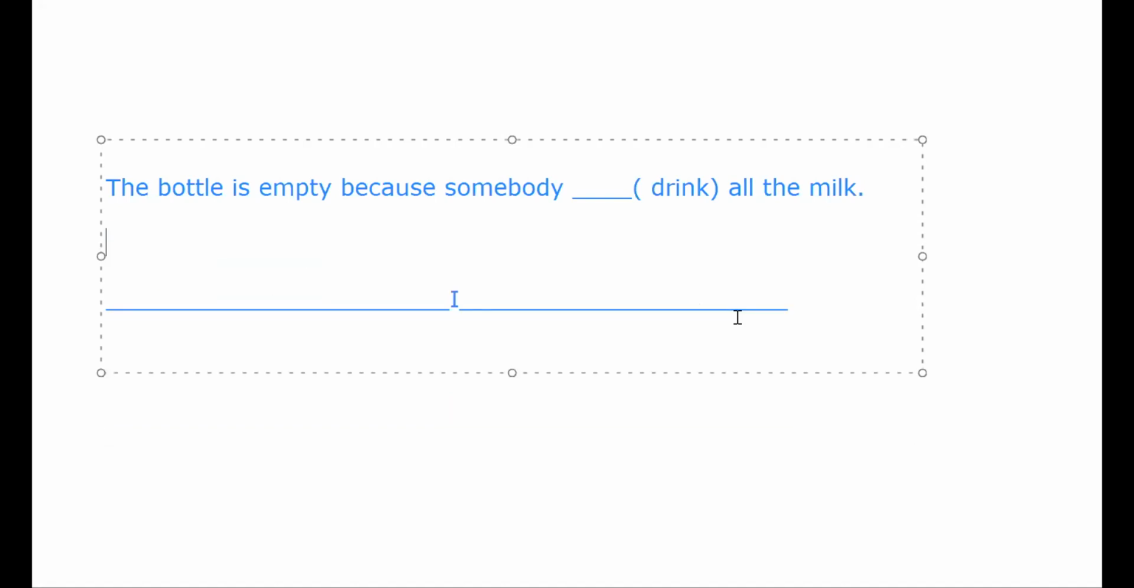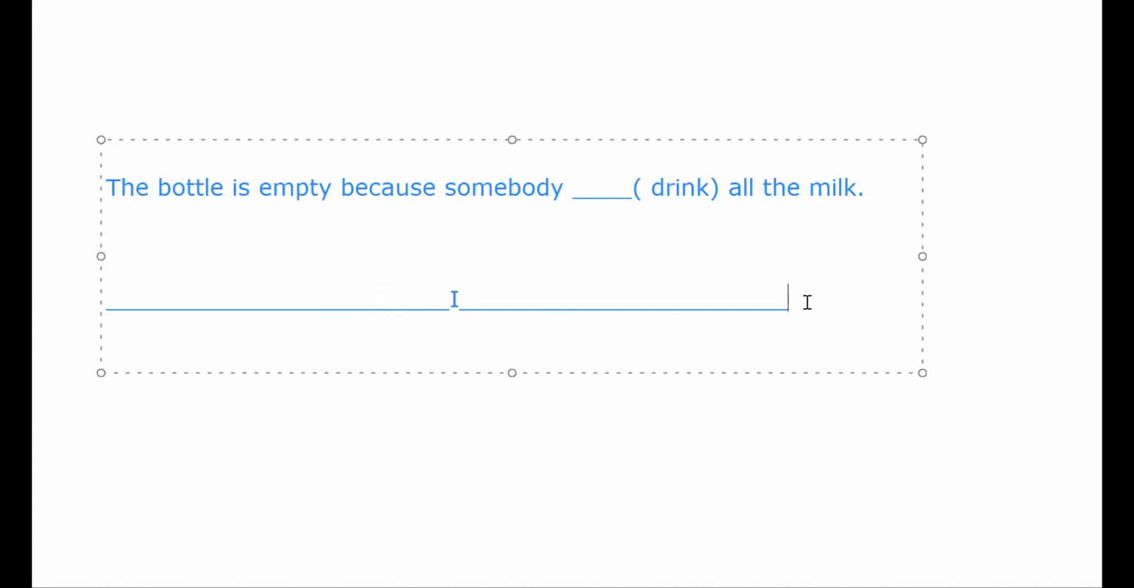Okay, let me clear this. Now look at this. Where is the time indicator here? The bottle is empty because somebody drank all the milk. The bottle is empty. So is obviously here. The bottle is here. Why? Some action happened here. Okay, the bottle is empty because somebody drank all the milk. Now I need to put this drink here.